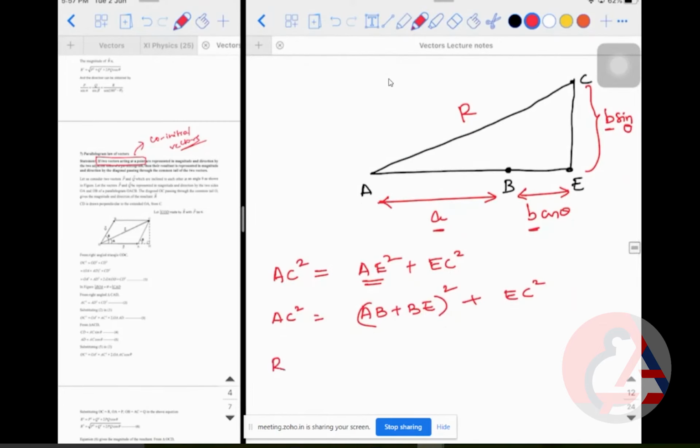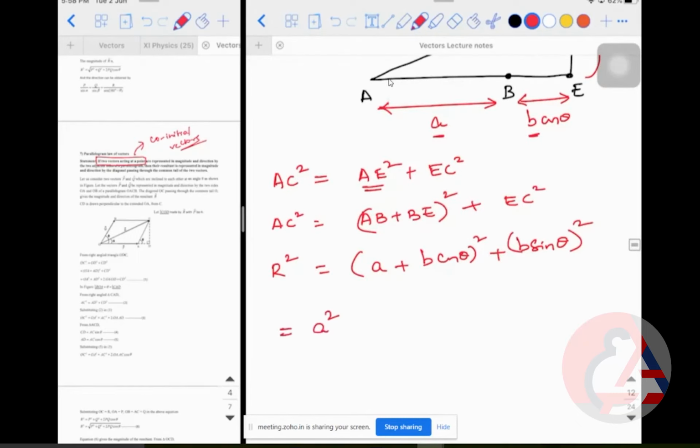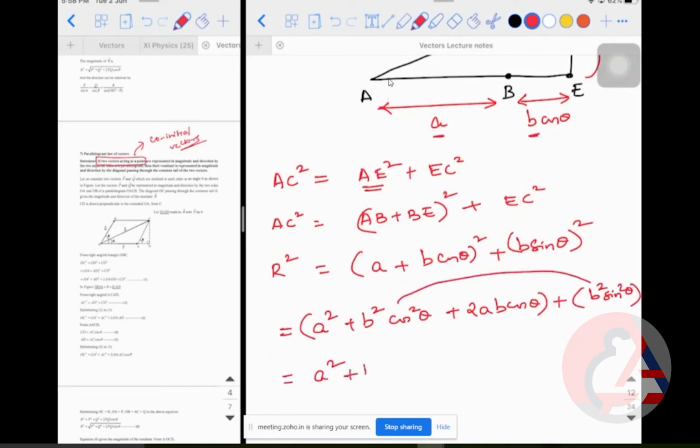So what is AC? AC is R. So R square is equal to, what is AB? AB is A, plus what is BE? It is B cos theta, the whole square, plus what is EC? It is B sin theta, the whole square. Okay. Now I'm going to expand this. On the right hand side, I have A square plus B square cos square theta plus 2AB cos theta plus B sin theta the whole square, which is B square sin square theta. Now I'll combine B square cos square theta plus B square sin square theta. If I take out B square, it will be cos square theta plus sin square theta, plus 2AB cos theta.